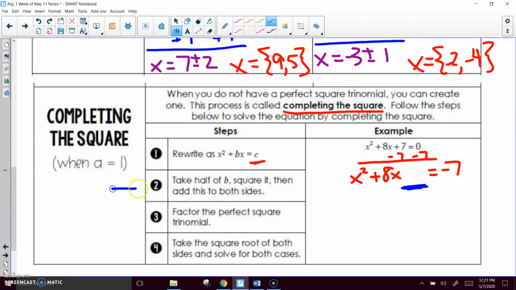Well, step number 2 tells us you are going to take half of your b value. Our b value is positive 8. So half of positive 8 is 2.